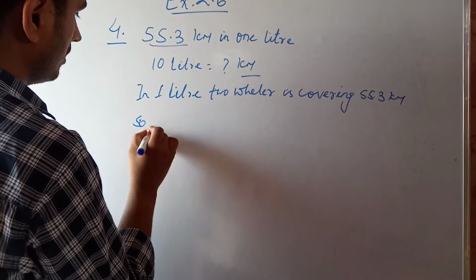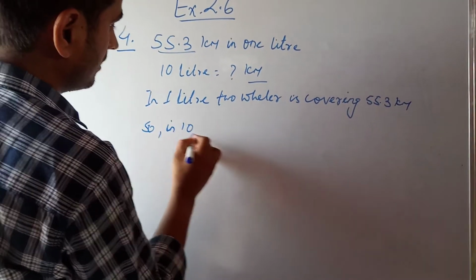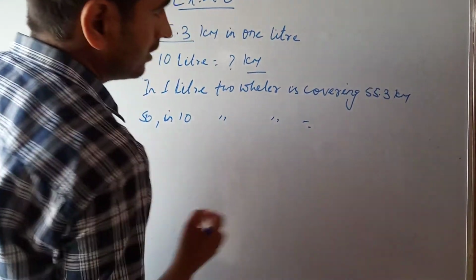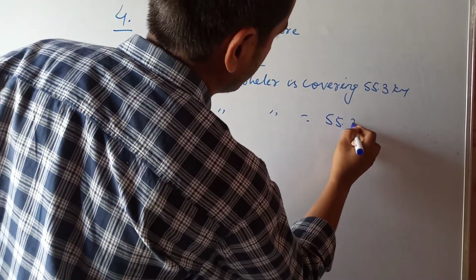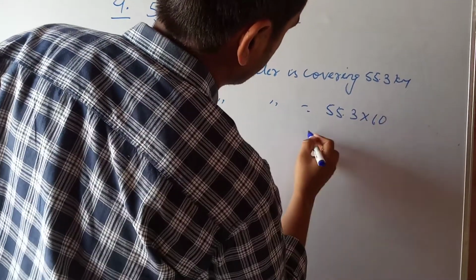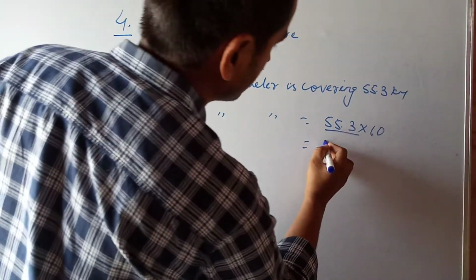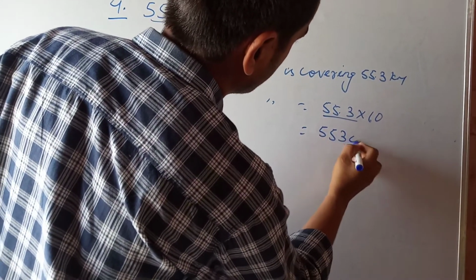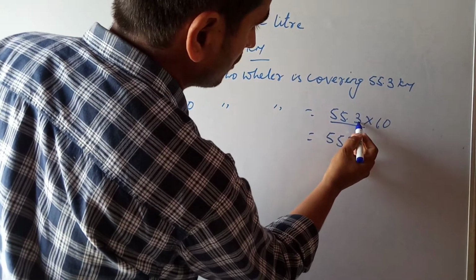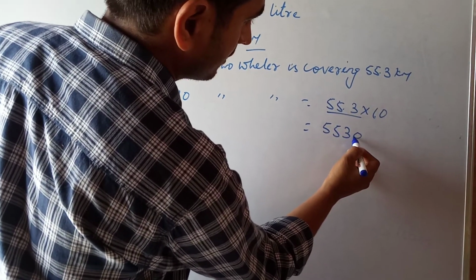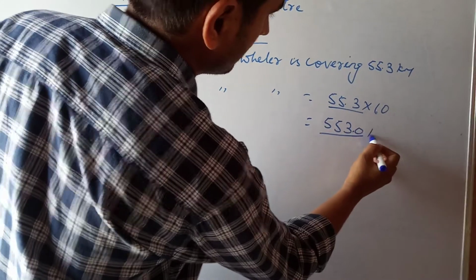So in 10 liters, the two-wheeler will cover 55.3 into 10. Now multiply 553 into 10, that is 5530. And then after the decimal there is one digit, so put the decimal after one digit here.